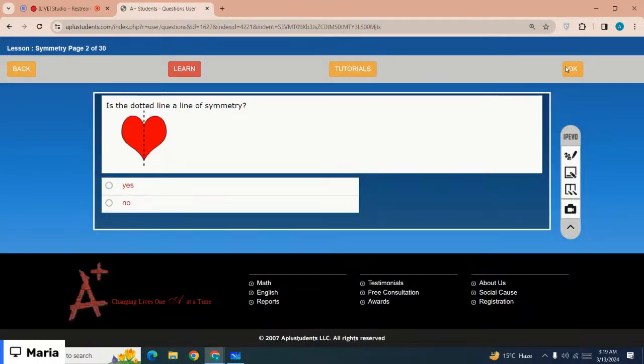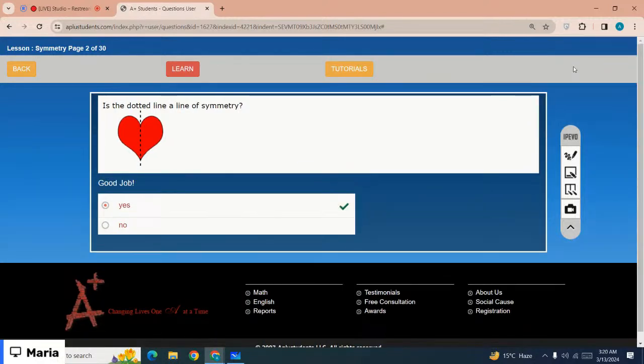Okay, is the dotted line a line of symmetry? Which is the correct option? Yes, it is, right? If you fold the image along the dotted line, both the portions are exactly the same. They will match up. So that means yes, the line is a line of symmetry. The correct option is yes.